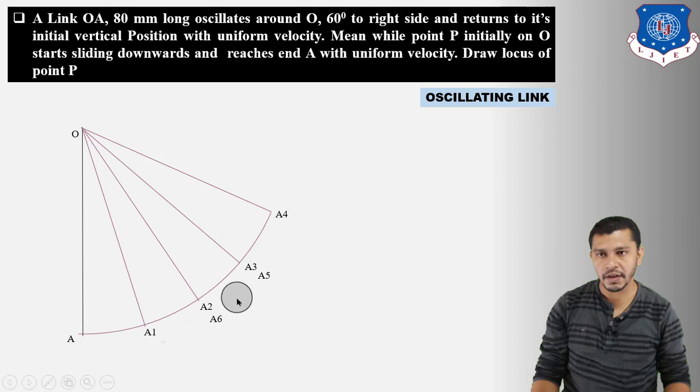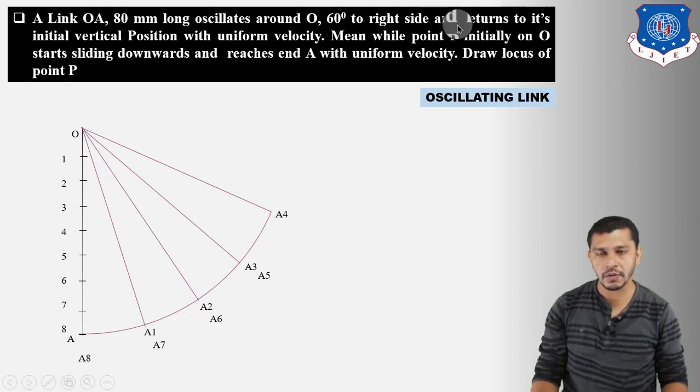So this will be our A5, A6, A7, A8. So here we have a total of 8 positions: A1, A2, A3, A4, A5, A6, A7, A8. So we have a total of 8 positions of point A. So we have to divide this length OA into 8 equal parts. So divide this line into 8 equal parts. This will be 1, 2, 3, 4, 5, 6, 7, 8.